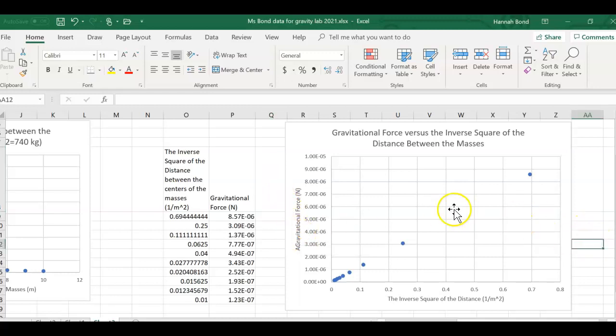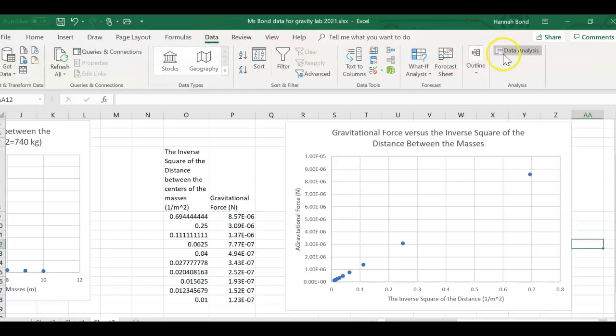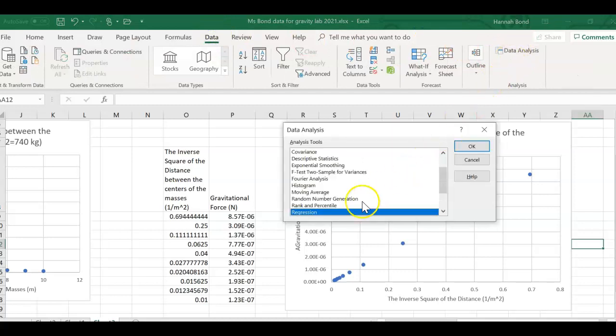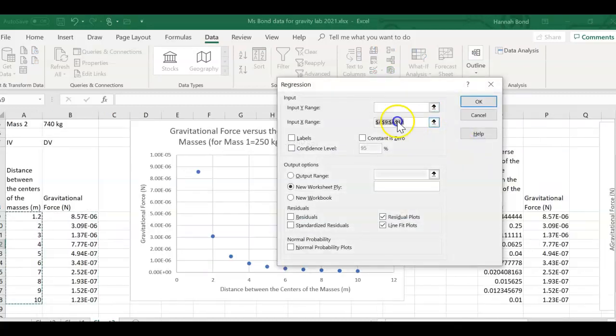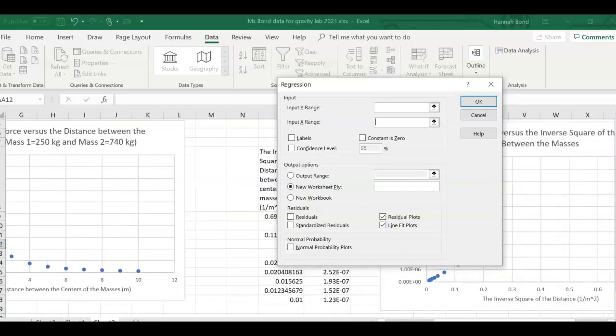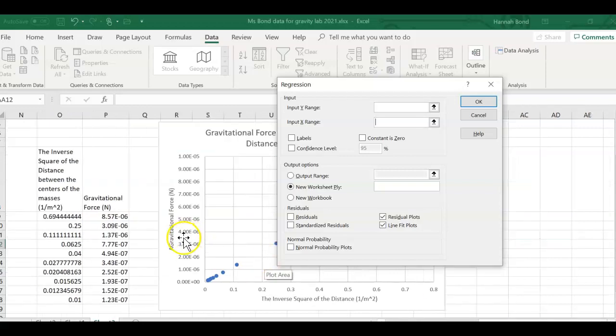Since we want to write a physics equation for this graph, which is now linear, we're going to need to do linear regression to find the slope. And so I'm going to go up to the Data tab, and over on the right hand side to Data Analysis, I'll go to Regression, and let's see, I'm going to delete what was there before. Okay, so I want to put the cells that have the data on the y-axis, and in this new graph the y-axis has the gravitational force.